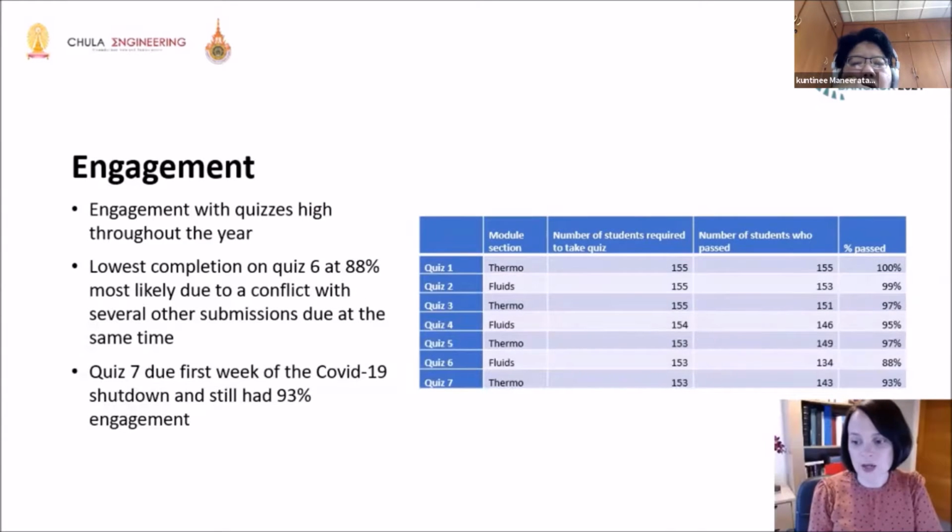We also had a slightly lower engagement on quiz 7, but this quiz was due to be submitted the week that the UK had its first full COVID-19 lockdown. So we felt that this was an excellent result despite the circumstances.